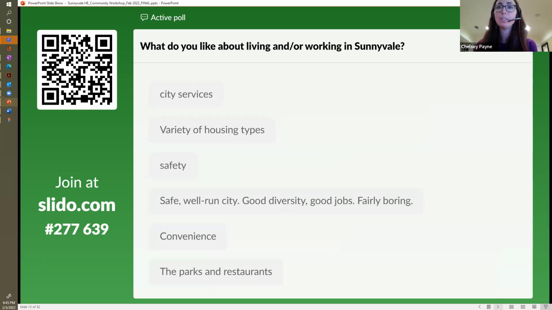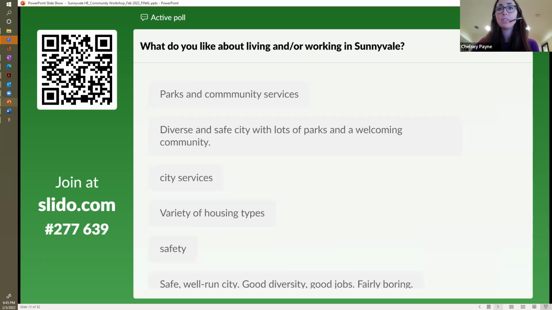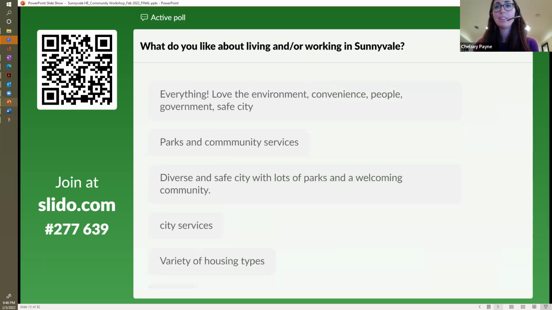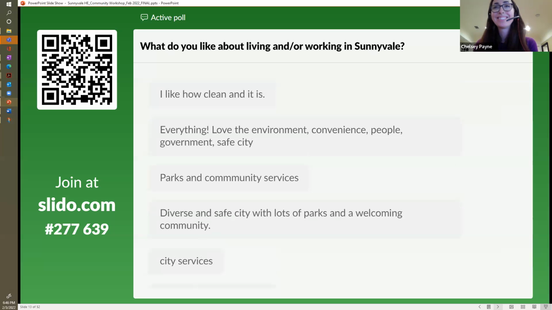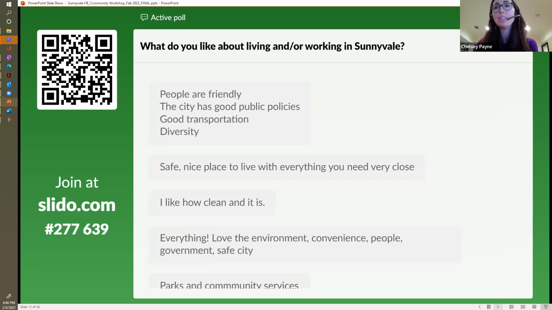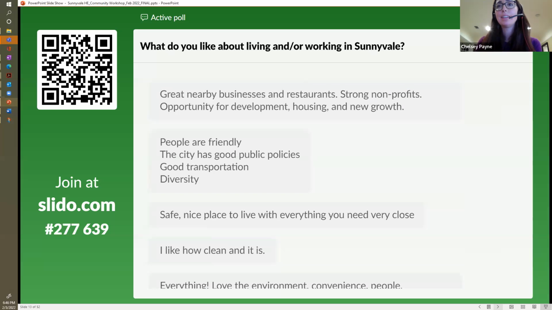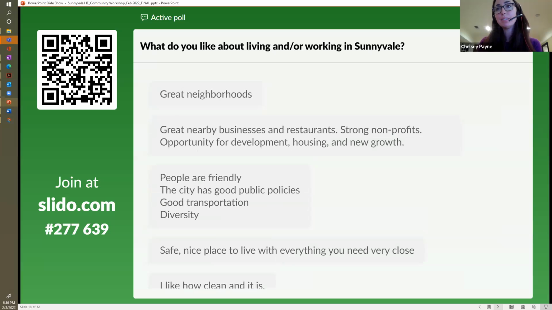Great, we've got some great answers here about valuing diversity, the parks, safety, good jobs. Diverse and safe city with lots of parks, welcoming community, like how clean it is. Everything, love the environment, convenience, people, government, safe city. It's a nice and safe place to live with everything you need.